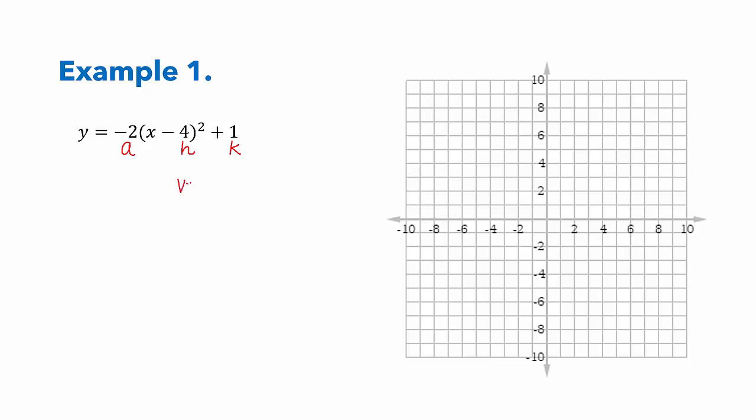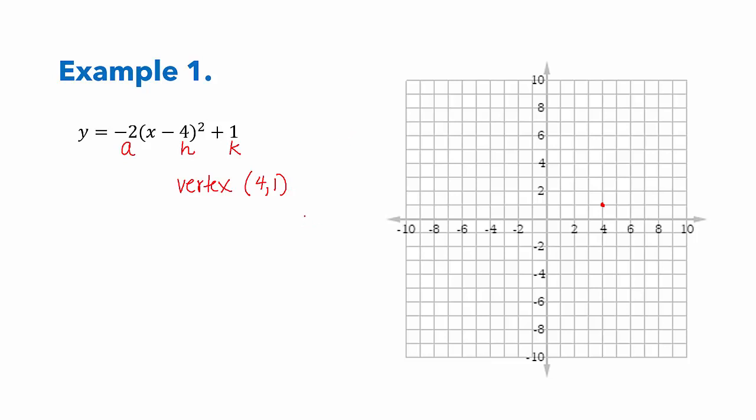So I'm going to work with the vertex first. I know that the vertex starts at 0, 0. This is telling me that it moves right 4, up 1. So look where that vertex is. That's going to be at 4, 1. So the first step is done. We have plotted the vertex.